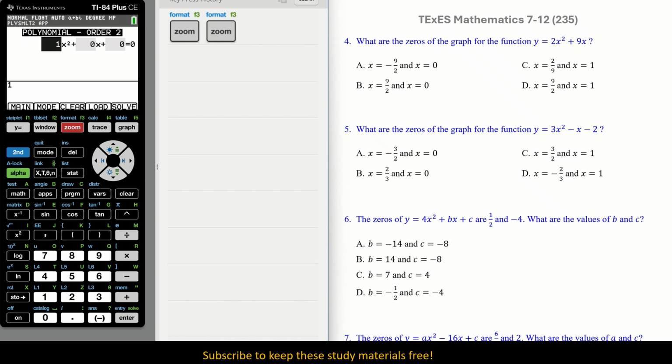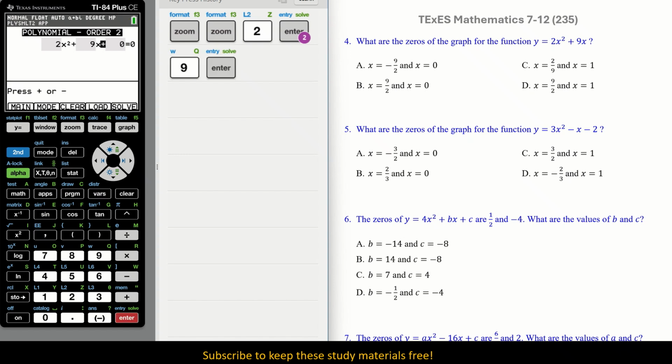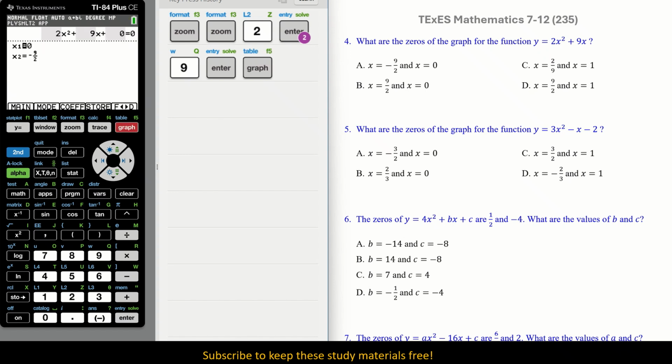So type over our leading one, so we need 2, enter, and we have positive next, so push enter, and we need a 9, enter. Now, see how it says positive 0? That's what you need, because you don't have a C value. That's fine. It's just 0. Not a big deal. Now let's solve. Push graph. Oh, nice. That gives us what we need right away.